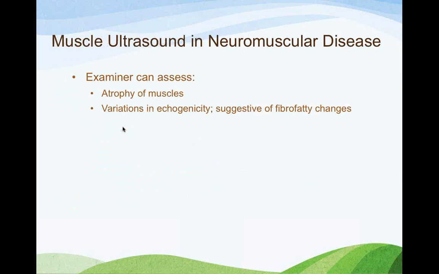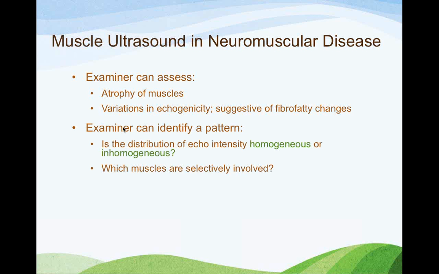So just to review, with a muscle ultrasound, the examiner can assess atrophy of muscle, which is variations in echogenicity suggestive of fibro-fatty changes, and you can identify a pattern of muscle involvement, meaning, is the distribution of this increased echo intensity homogeneous or inhomogeneous, meaning is the whole muscle affected or just little splotches of the muscle affected. And also you need to look at which muscles are selectively involved, because this can sometimes help guide you to a diagnosis.